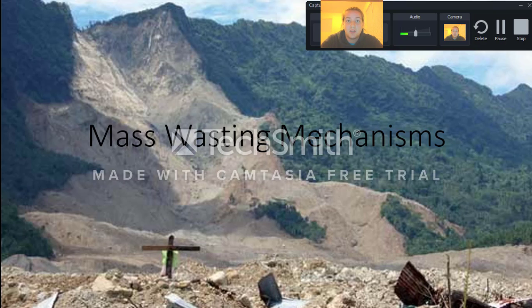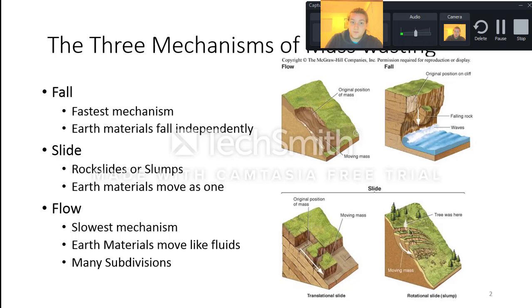Now, there will be three mechanisms to be discussed here. There are the fall mechanism, the slide mechanism, and the flow mechanism. Now, we will examine these in further detail, but generally speaking, the fall mechanism is the fastest mechanism present in mass wasting events, and it occurs when earth materials fall independently of one another, and they free fall down to the lowest point of elevation.